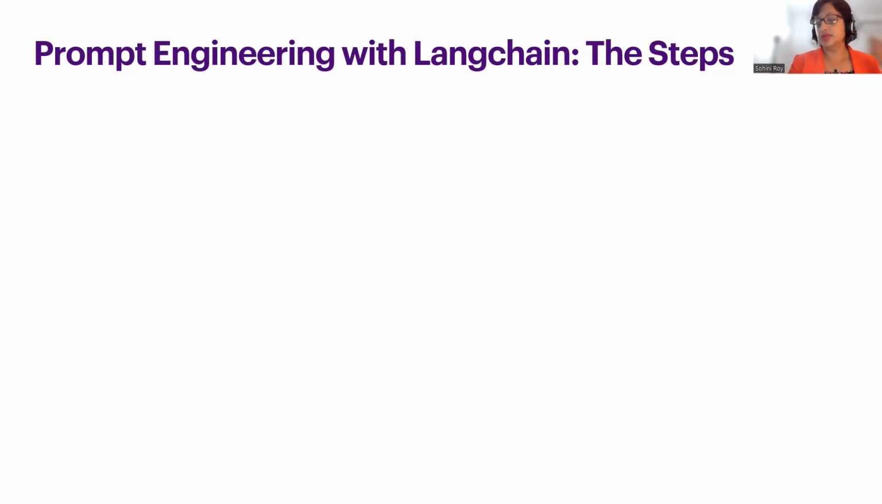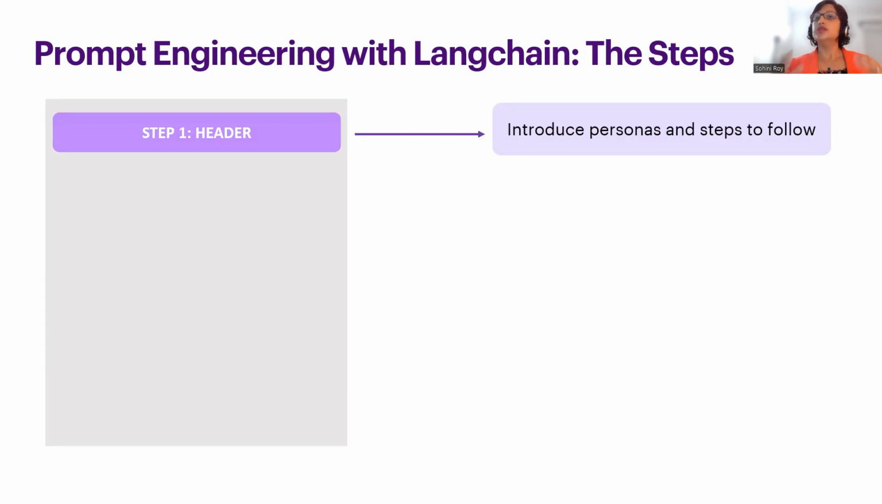Now let's see what the different components of a prompt are. The first component in a prompt is called the header, where you typically introduce the persona and the steps that you want the whole question answering system or the chatbot to follow. Personas can be like a bubbly personality where you want to crack jokes, or you just say you're a virtual assistant, you should just give me the answers and that's it.